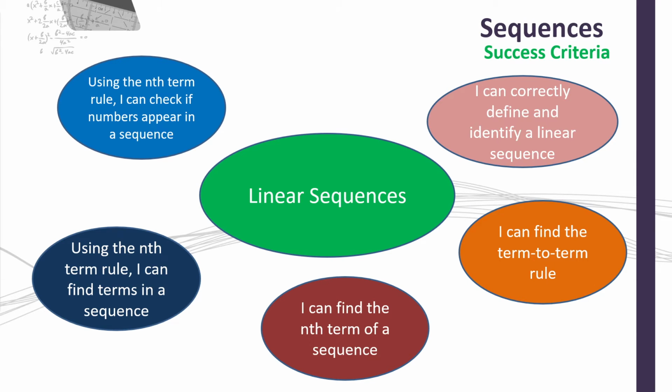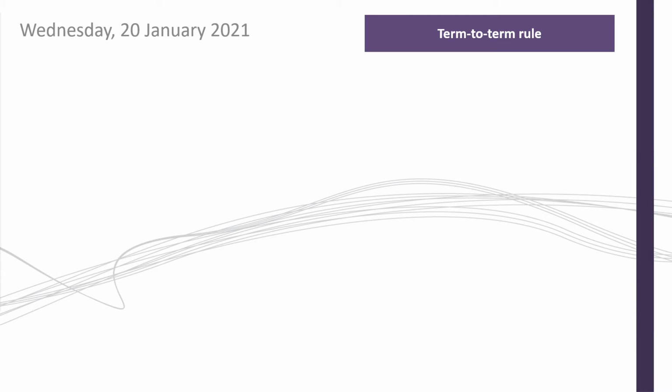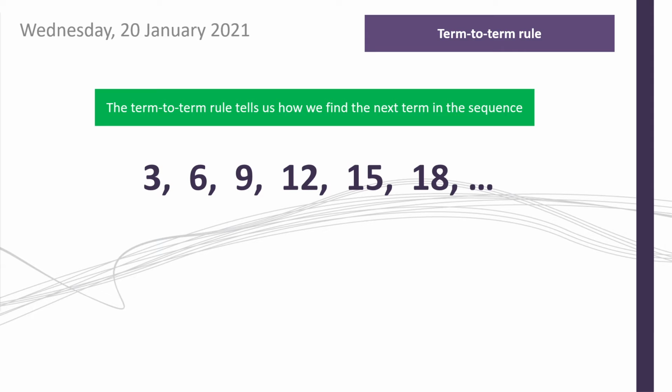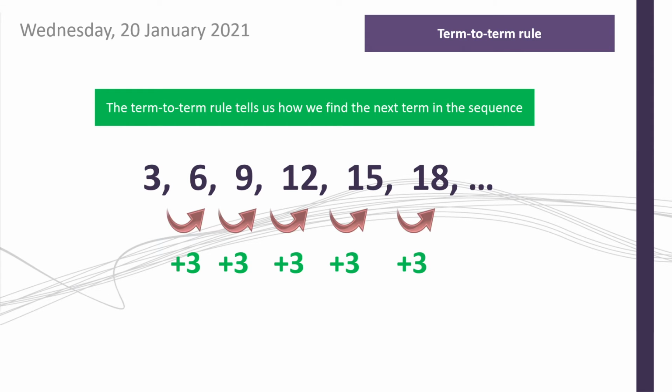Now that we know what linear sequences are, let's find out what the term-to-term rule is and how we find it for a given linear sequence. The term-to-term rule tells us how we can find the next term in a sequence. The term-to-term rule for a linear sequence is always add or subtract the difference between any two nearby numbers in a linear sequence. In this case, the term-to-term rule is add 3.